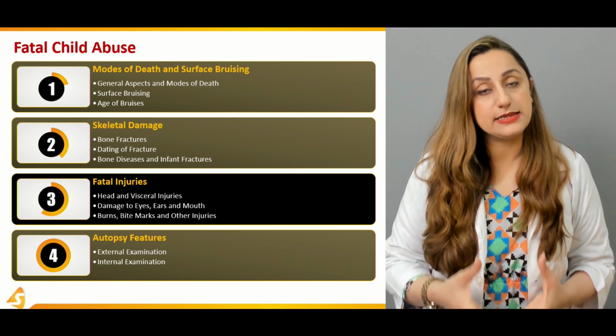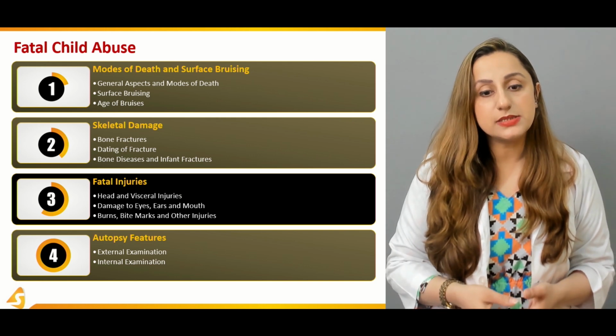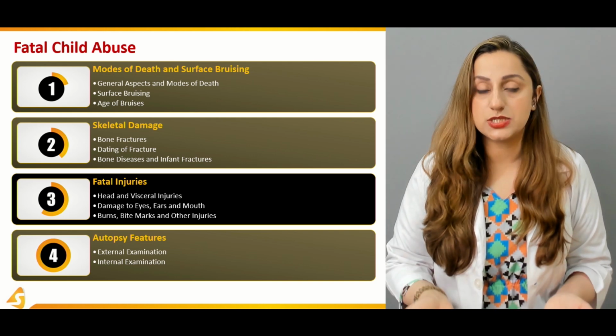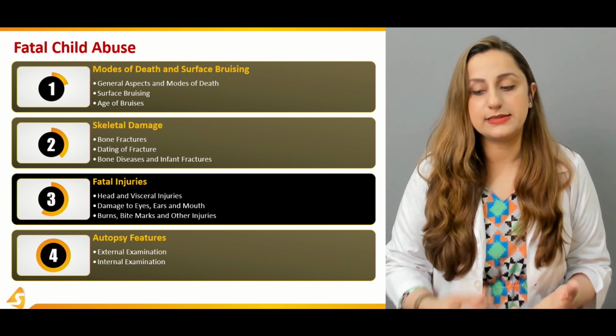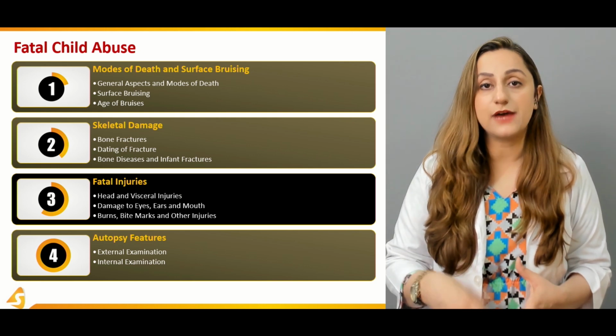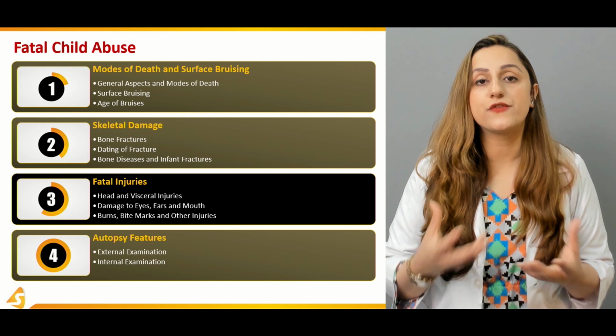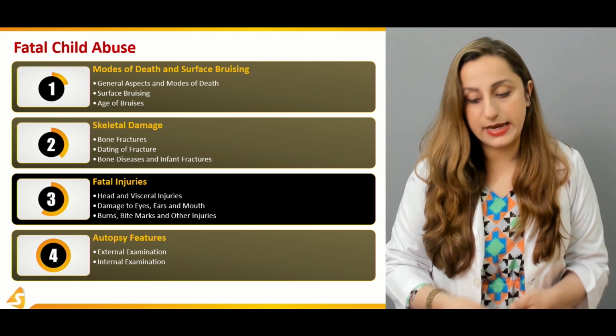Damage to the eyes, ears, and mouth is another phenomenon that has to be looked for, and burns, bite marks, and other injuries. So sometimes the children are subjected to high temperatures, and that can also lead to fatal child abuse. Bite marks have to be looked for. Other types of fracture injuries or other types of injuries can also be related to such kind of child abuse.